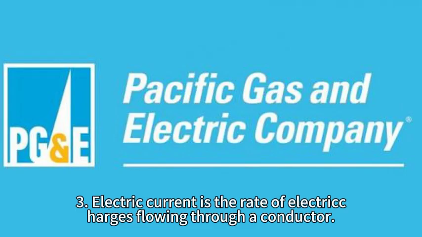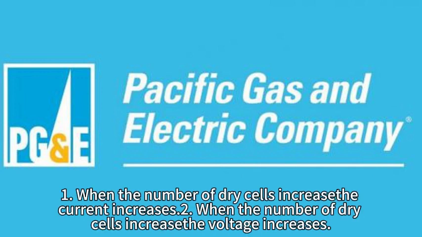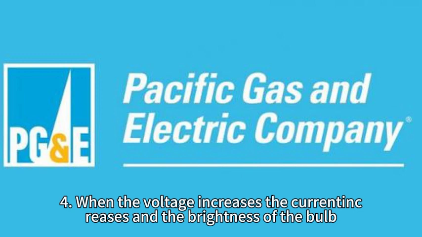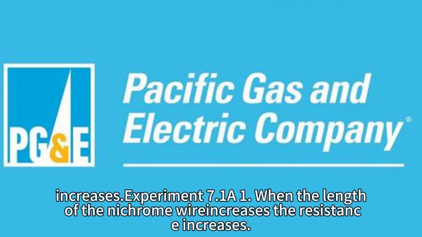3. Electric current is the rate of electric charges flowing through a conductor. Activity 7.6. E. When the number of dry cells increases, the current increases. R. When the number of dry cells increases, the voltage increases. 3. The brightness of the bulb increases because the current in the circuit increases. 4. When the voltage increases, the current increases and the brightness of the bulb increases.